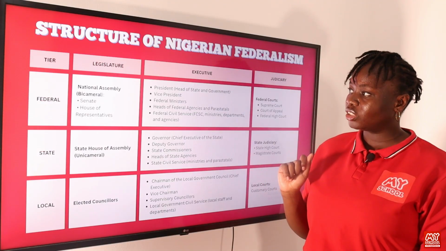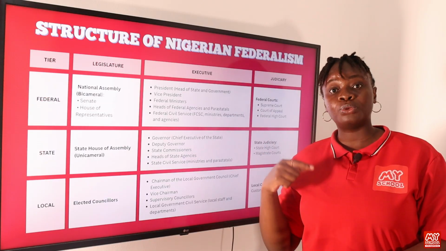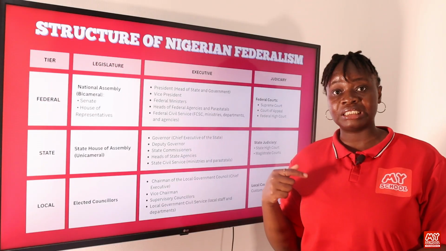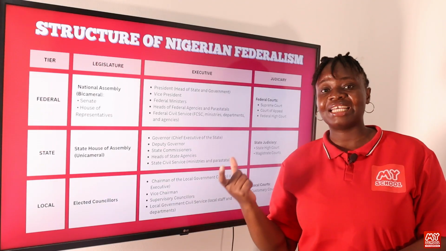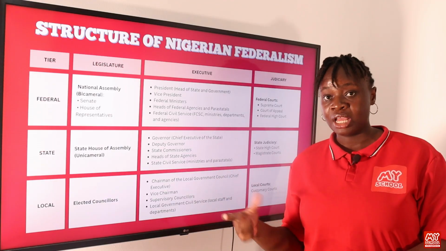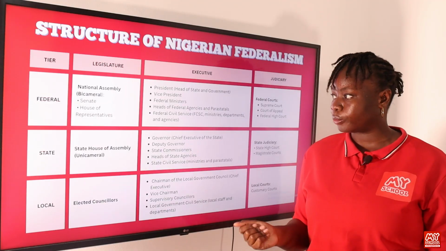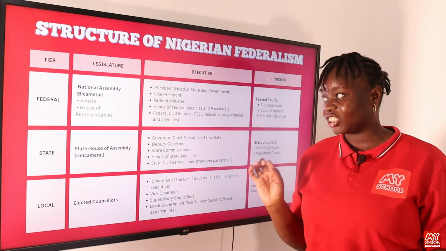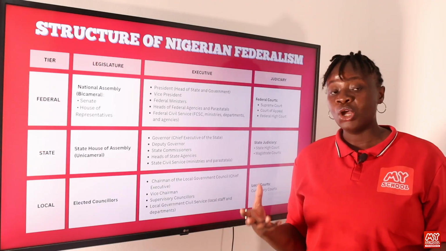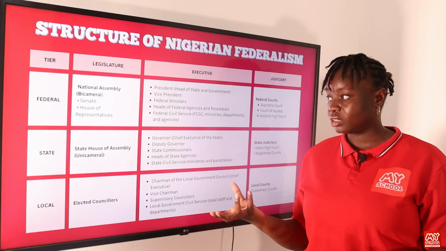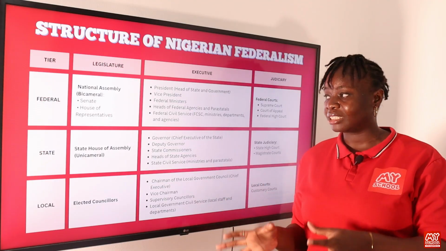Then the executive is composed of the president, who is the head of state and government, and the vice president, who helps to assist the president in the administration of his duties. Then we also have federal ministers. These federal ministers are the head of the various ministries within the federation. By ministries, we mean ministries such as health, communication, information, and so on. Then we also have heads of federal agencies and parastatals. These are heads of the various agencies and departments within the Nigerian Federal Civil Service. So we're talking about the managing directors, the director generals of these various agencies and parastatals.